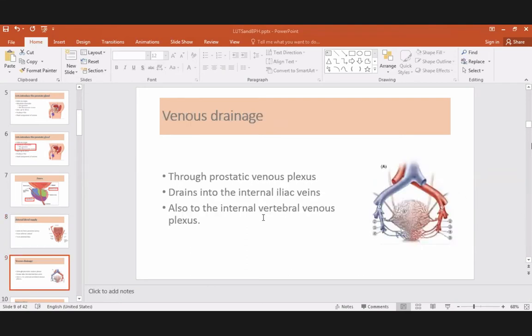Venous drainage is through the prostatic venous plexus, and it drains into the internal iliac veins and nodes. Some of the venous drainage enters into the internal vertebral venous plexus, that is along the vertebrae, or along the body of it anteriorly.